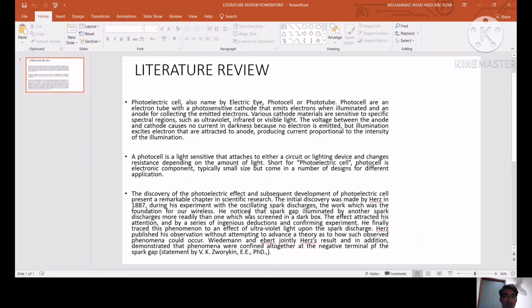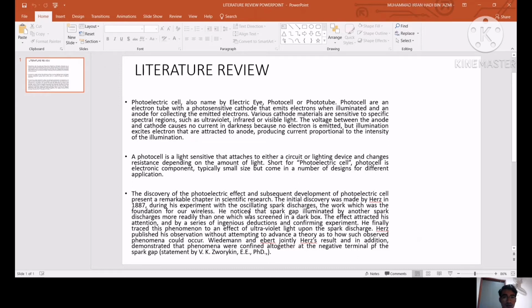A photocell is a light-sensitive device that attaches to either a circuit or lighting device and changes resistance depending on the amount of light. Short for photoelectric cell, a photocell is an electronic component, typically small in size, but it comes in a number of designs for different applications.